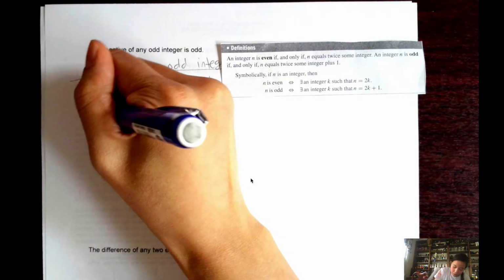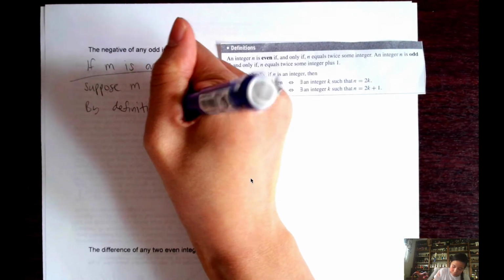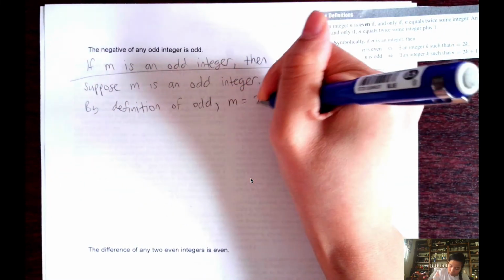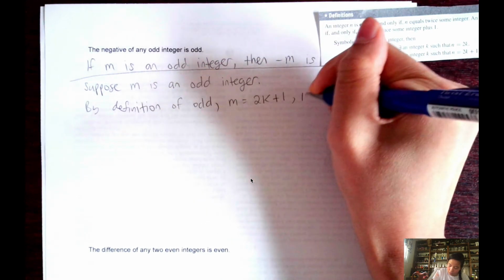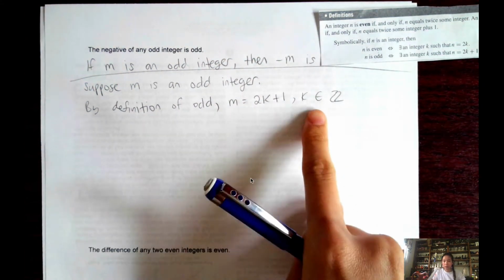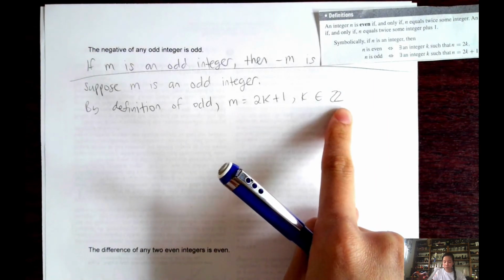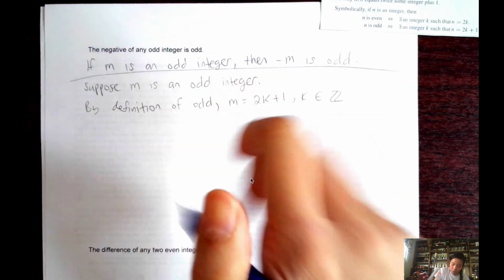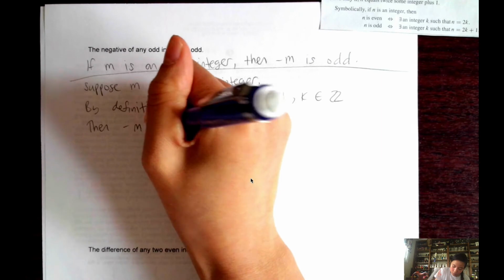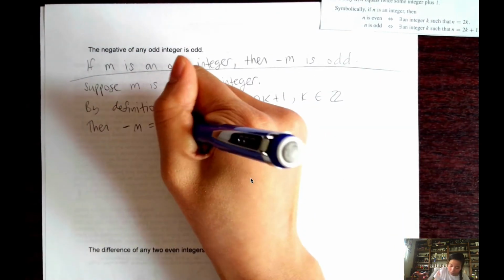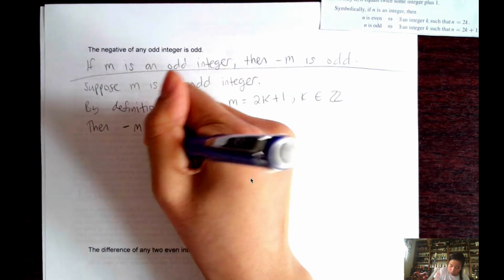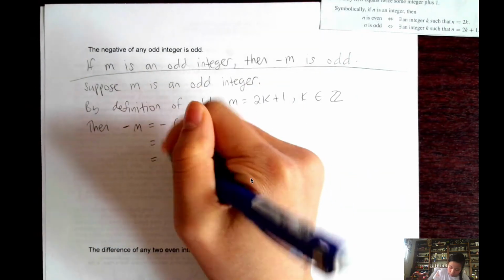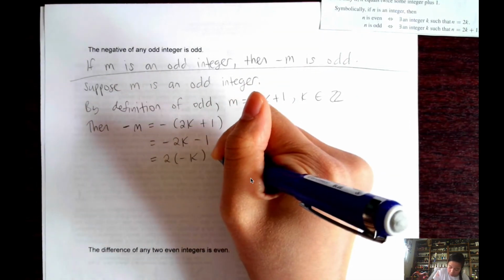So by definition of odd, m equals 2k plus 1, where k is an integer. Or here it says k is an element of the set of integers. So now we can introduce negative m. So then negative m equals negative of 2k plus 1, which equals negative 2k minus 1, which equals 2 times negative k minus 1.